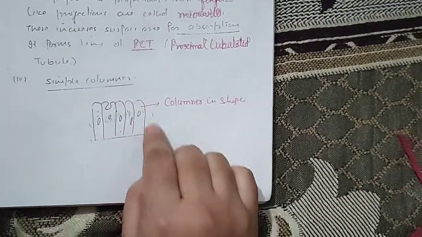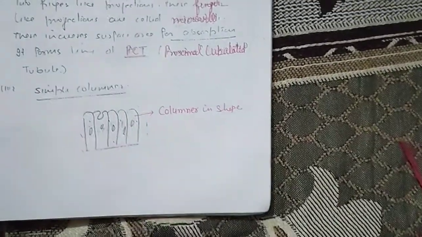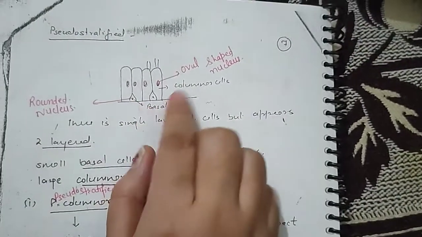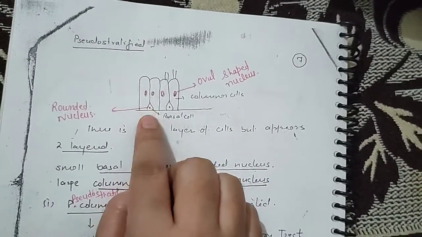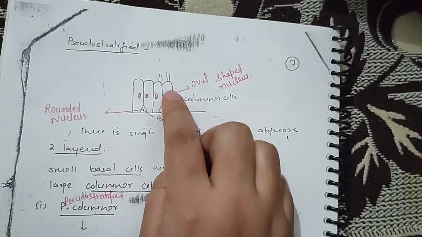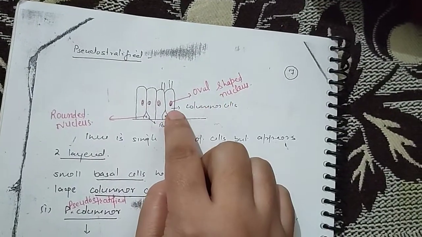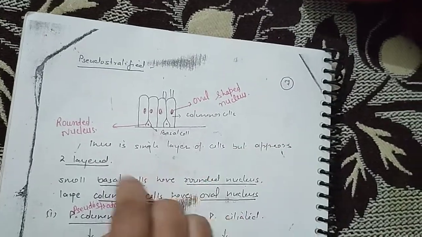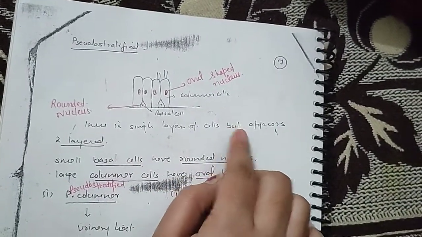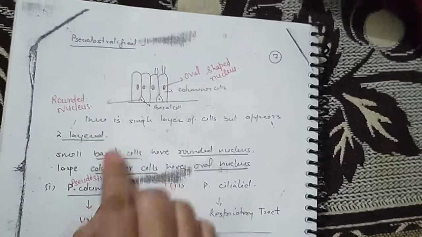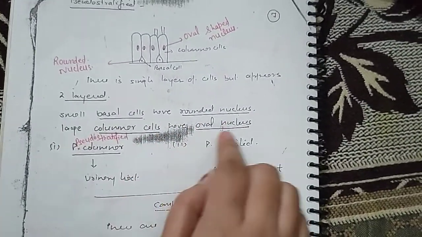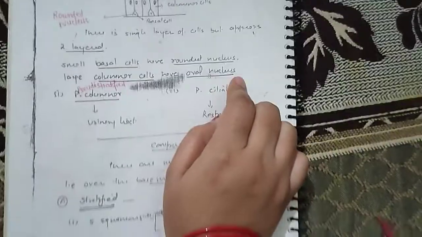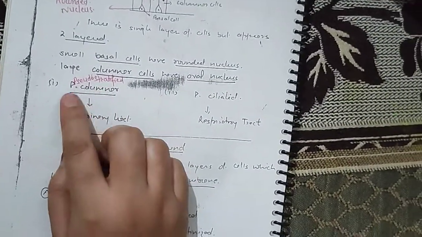Simple columnar. Here you can see these are columnar in shape. Next is pseudostratified. Here you can see the cells, how they are. Small basal cells have a rounded nucleus. Large columnar cells have an oval nucleus. They are a single layer of cells but appear two-layered. Clear? There are two types.